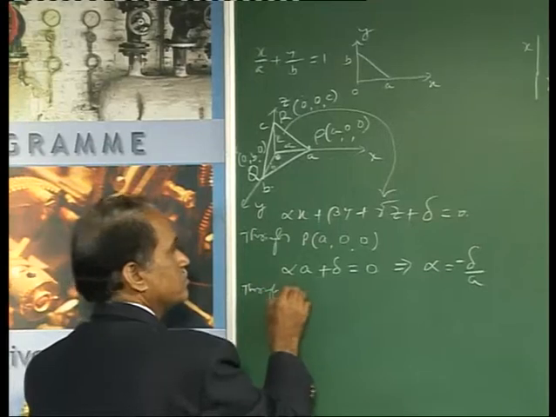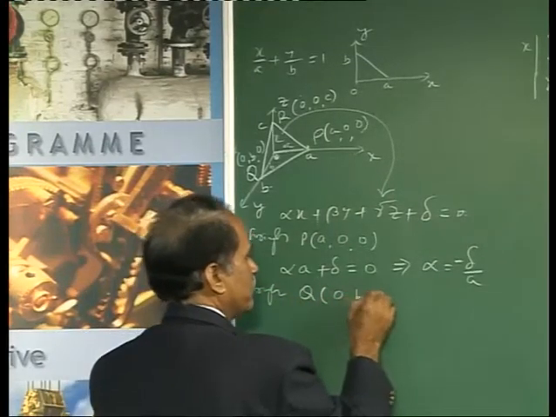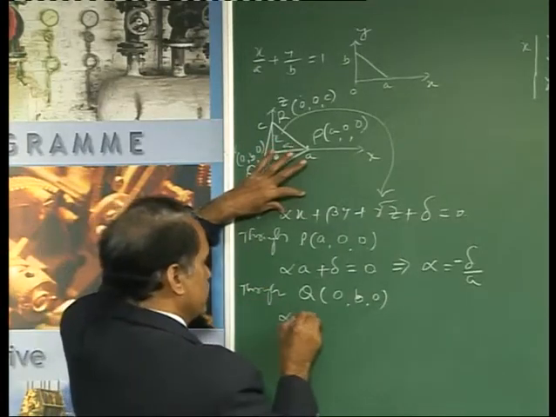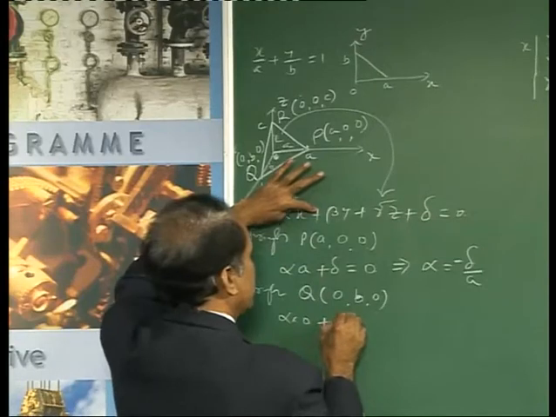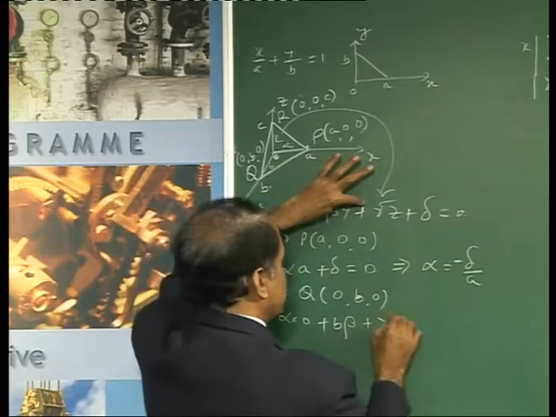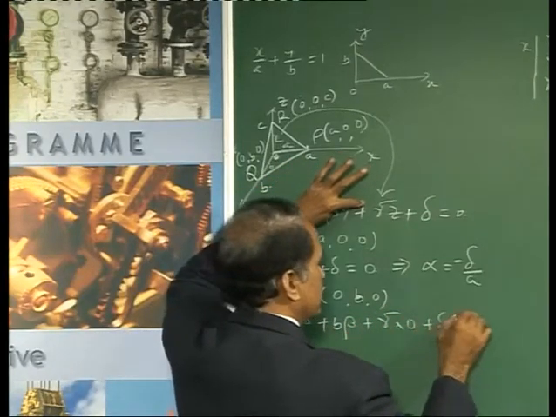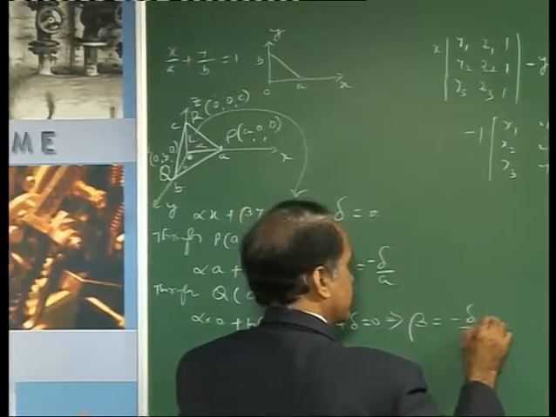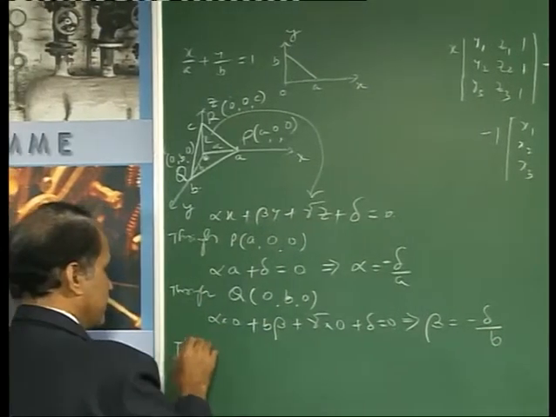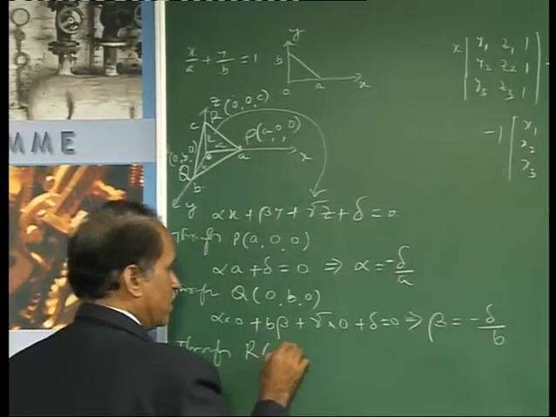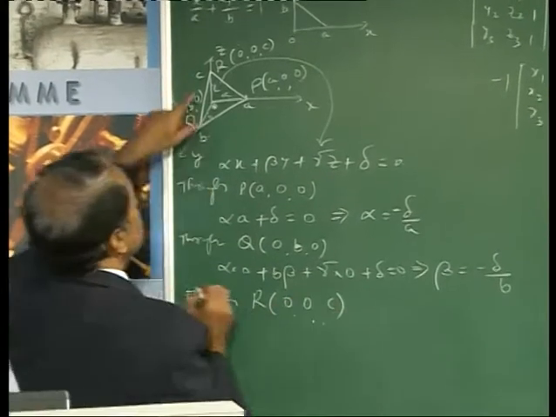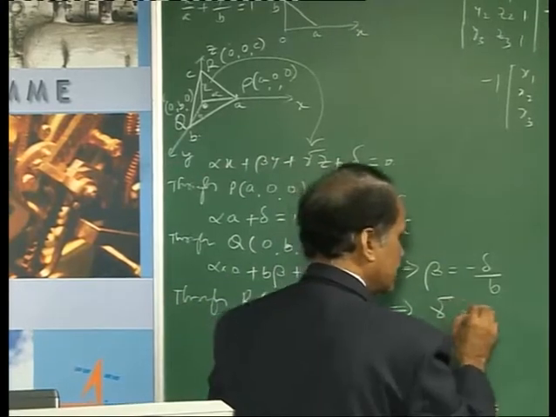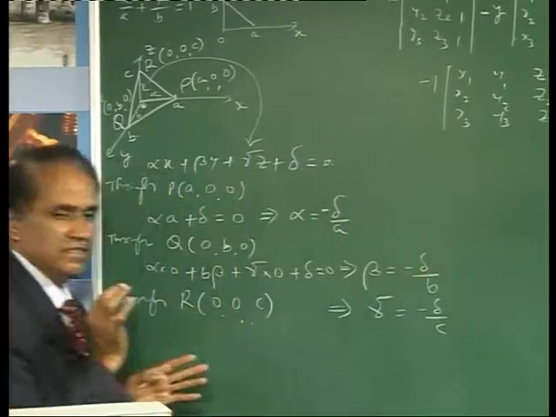Similarly, through Q, that is (0, b, 0), we must write alpha into 0 plus b into beta plus gamma into 0 plus delta equal to 0. This implies that beta is equal to minus delta by b. Similarly, through R, that is (0, 0, c), I am writing directly, gamma is equal to minus delta by c.